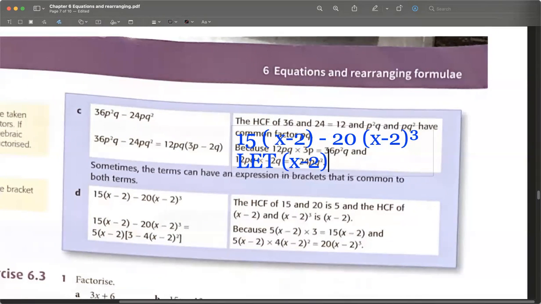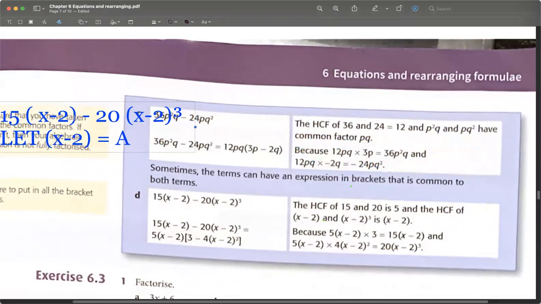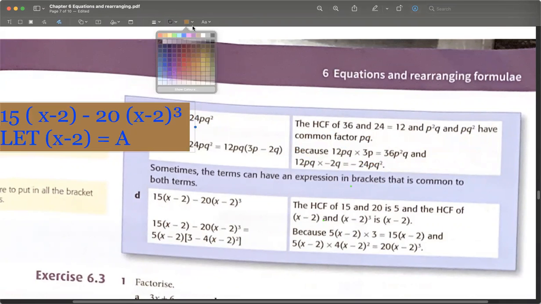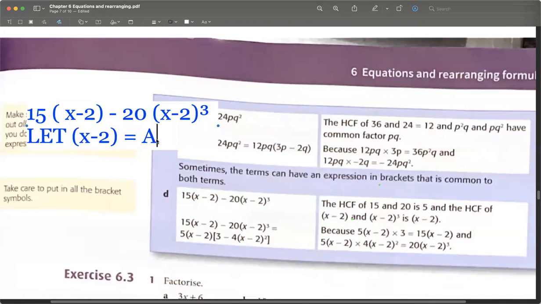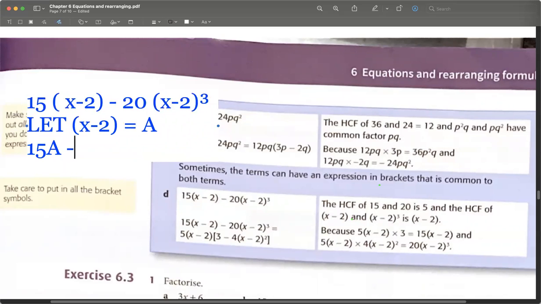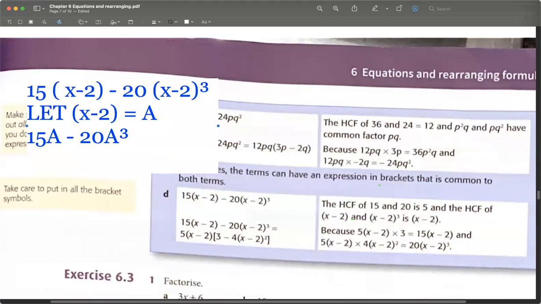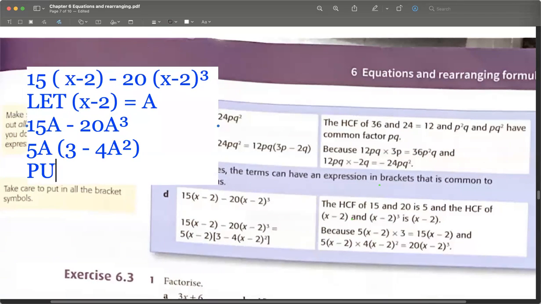Let this one, I change it to A, then it's easier to see. If I let it become A, I can solve it more easily. When I let it become A, it will change to 15A minus 20A cubed. It's easier to see this way. Then I know I can take out 5, since 15 over 20 is divided by 5. I can also take out A because here there's 1A, the other side has three A's. So 15A becomes 3, and 20A cubed becomes 4A squared.